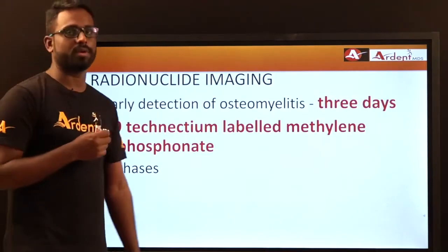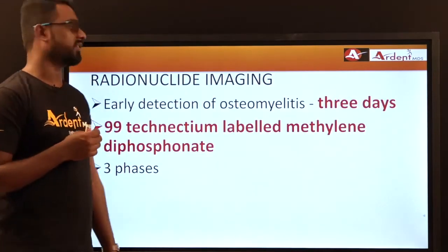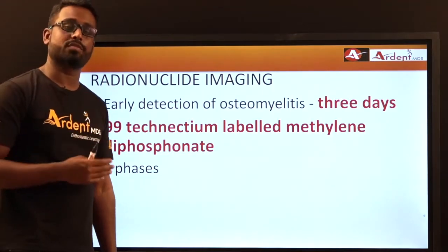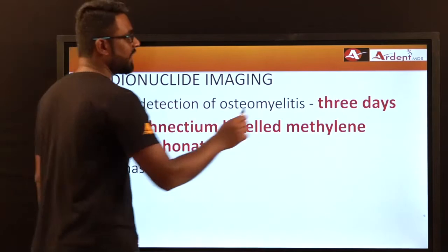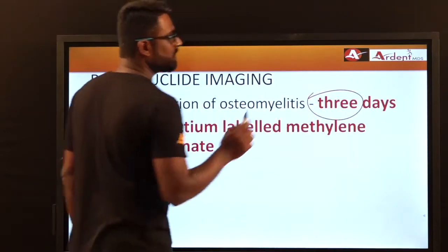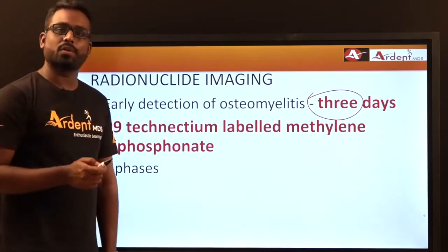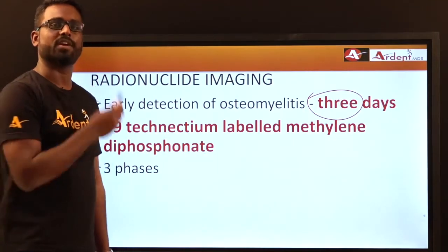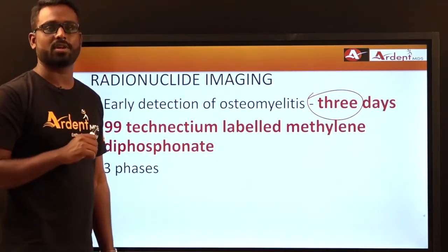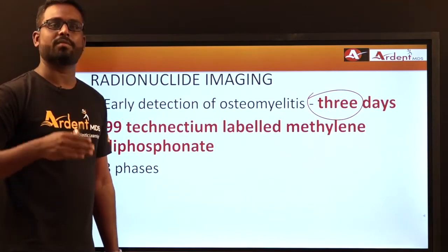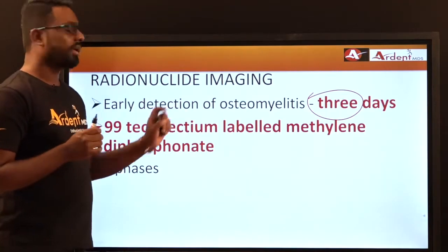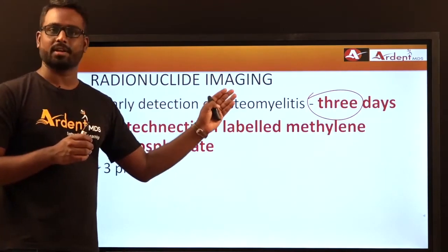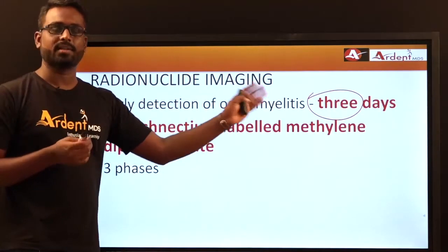Next, as I told, we are going to see radionuclide imaging. The advantage of radionuclide imaging is that it can be used for early detection of osteomyelitis, as early as 3 days. In those conditions, if you go for simple radiography like OPG, PA or occlusal radiography, you will definitely not see any radiological feature of osteomyelitis. At those times, you have to go for either MRI or radionuclide imaging, because it helps to identify osteomyelitis and arrive at a diagnosis as early as 3 days.